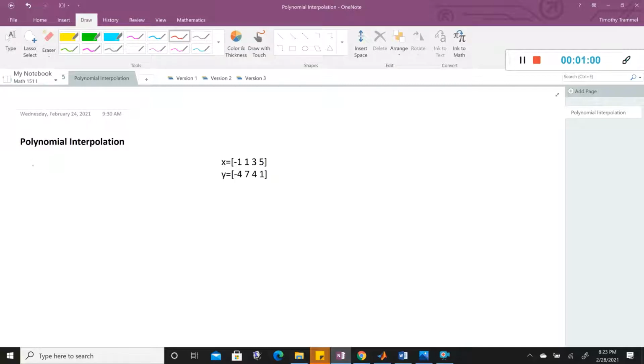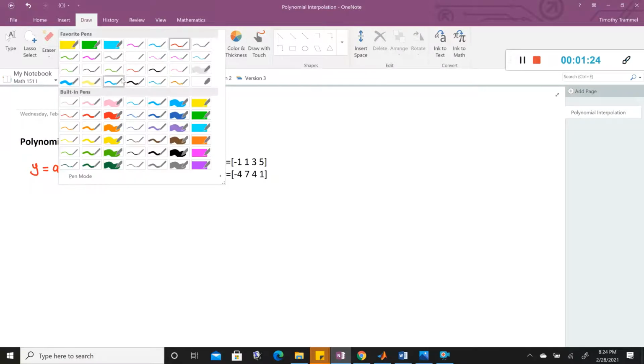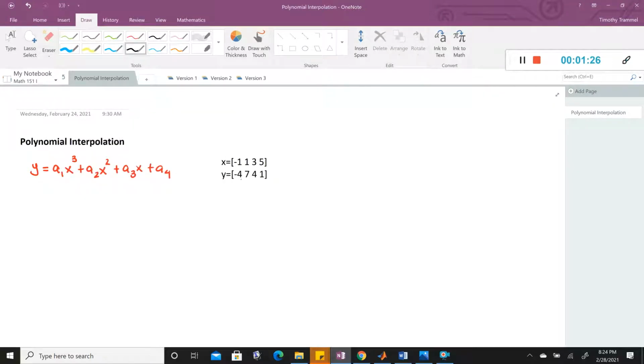So how about y is equal to a1x cubed plus a2x squared plus a3x plus a4. And now we have a couple options from here. One is we could plug in the corresponding x and y values, and this would give us 4 different equations.